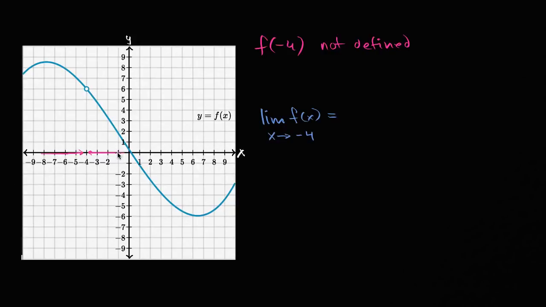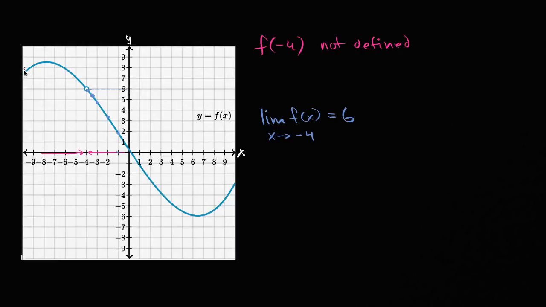So when x is negative 1, this is f of negative 1. This is f of negative 2. This is f of negative 3. This is f of negative 3.5. This is f of negative 3.9. This is f of negative 3.99. This is f of negative 3.999999. And so you can see the value of our function as x gets closer and closer to negative 4 from values greater than negative 4 seems to be approaching 6.